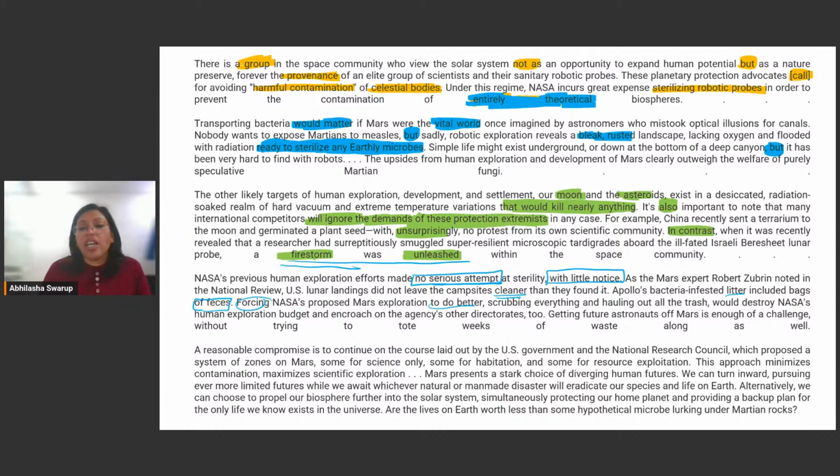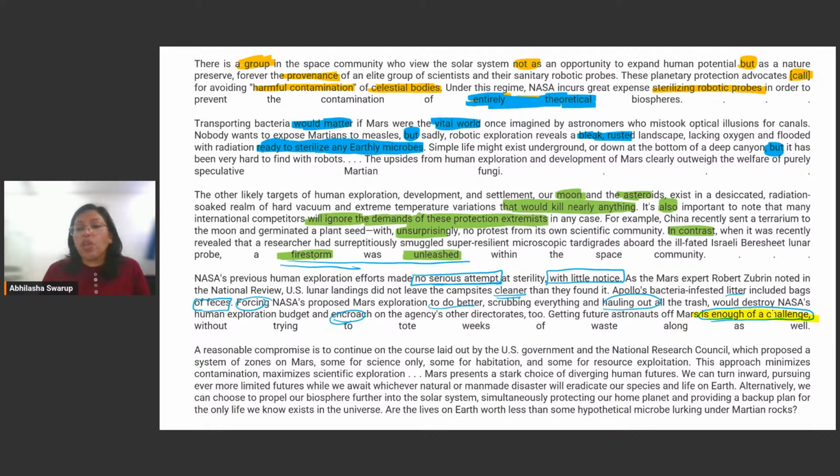Scrubbing everything and hauling out all the trash would destroy NASA's human exploration budget and encroach on the agency's other directorates too. Getting future astronauts off Mars is enough of a challenge without trying to tote weeks of waste along as well. It's a very difficult task. Can they really do it? It's a big, big challenge. So to expect that this thing will happen is probably very difficult.